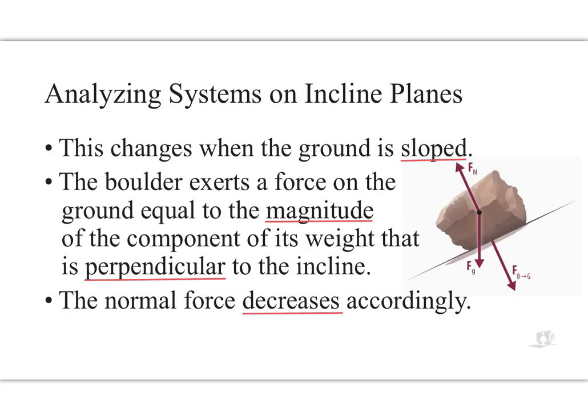Here, I have a direct up and down from gravity. But what happens when it's sloped is you create these angles. Now my gravity is still straight down in reference to the earth or whatever object is pulling the gravity. If you're sitting on Mars, it's going to be straight down to Mars. We have this normal force that's going to be perpendicular to the boulder's position here. The boulder is sitting on this slant, so the normal force is no longer directly opposite of gravity. It's directly perpendicular to what it's sitting on. So it exerts a force on the ground equal to the magnitude of the component of its weight that is perpendicular to the incline. The normal force decreases accordingly.